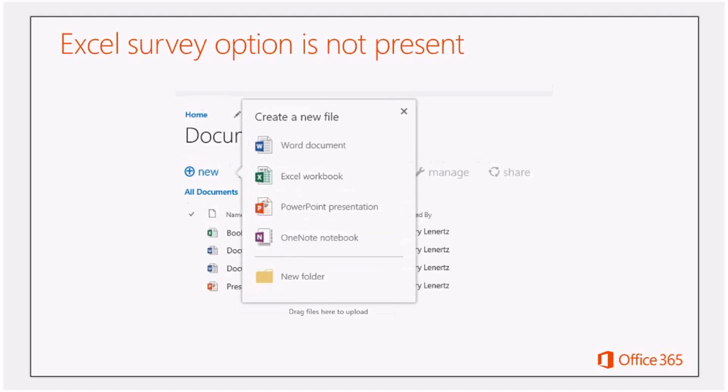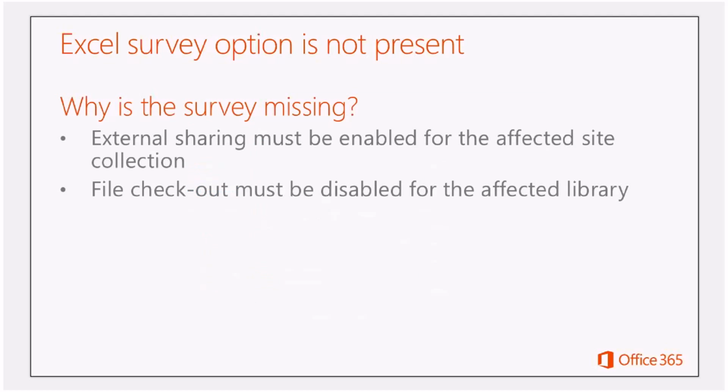Let's say you're in a scenario where you've got a document library, you go in there, you click new off those simple controls that Brian had discussed earlier, and you don't see the Excel survey option. So here you can see we don't see it. Well, what causes this? Why is the survey missing?